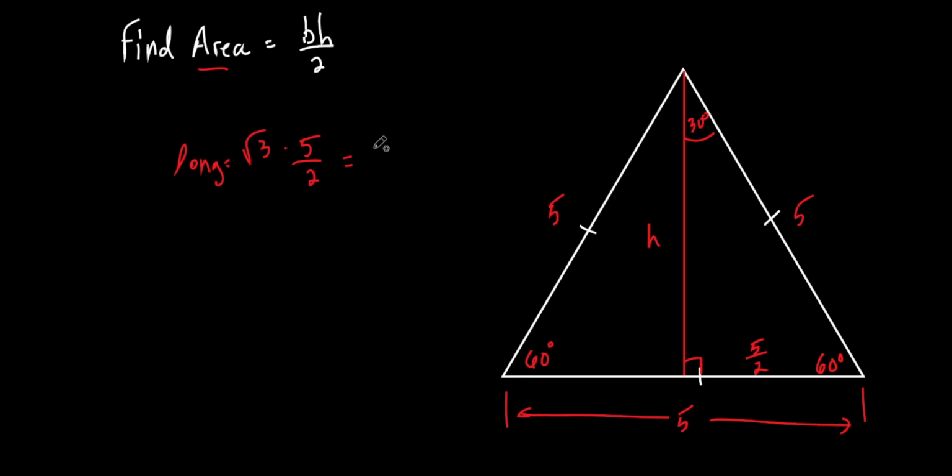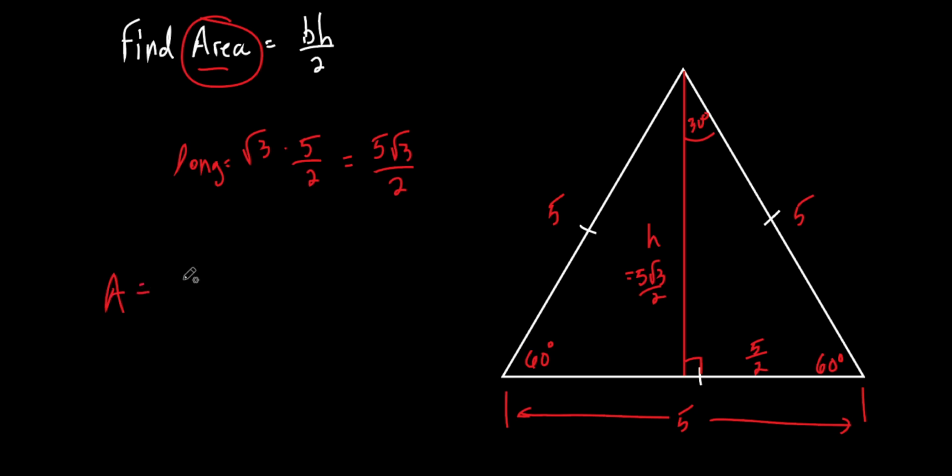So let's write it real nice. What would that be? 5 square root of 3 over 2. So that's what this long leg is right here. That's what your height is. Okay, so I'll write it down. 5 square root of 3 over 2. Now what are we trying to do though? We're trying to find the area.